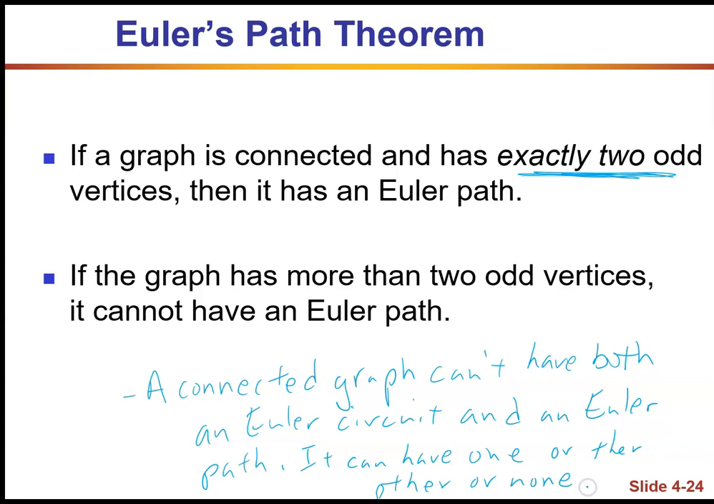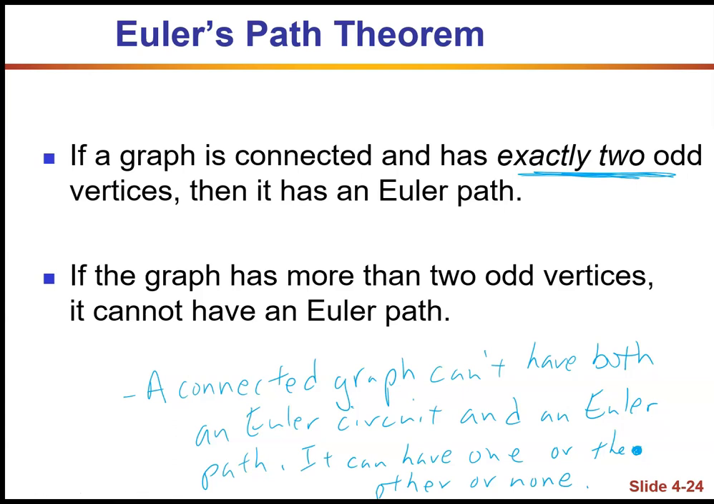I added something there at the end. Again, it can't have both an Euler circuit and an Euler path. It can have one or the other, or it can have none. It doesn't have to, it's not required to have one or the other.